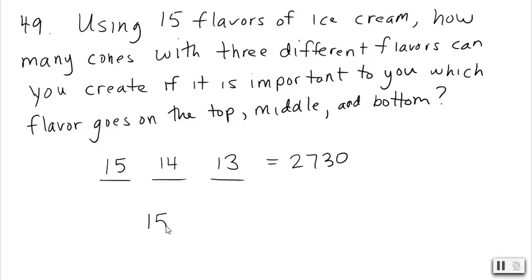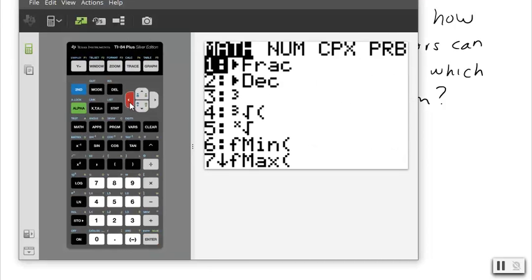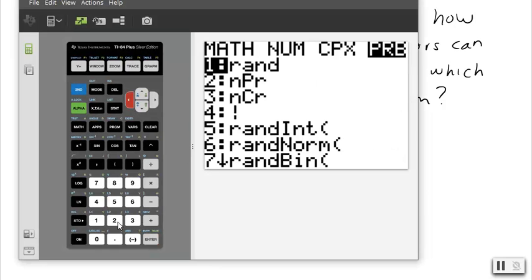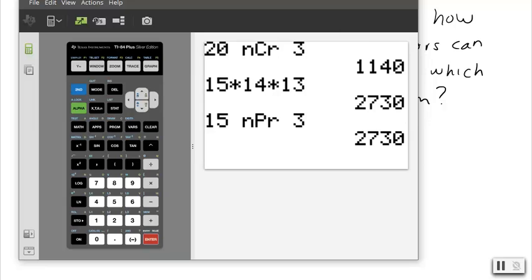Again, this is a permutation because we're choosing and arranging in an order 3 different objects from a set of 15 objects. So we could do 15P3. I'll show you that gives you the same answer. 15, math, scroll to probability, choice 2 because it's permutation, 3, same thing, 2,730.